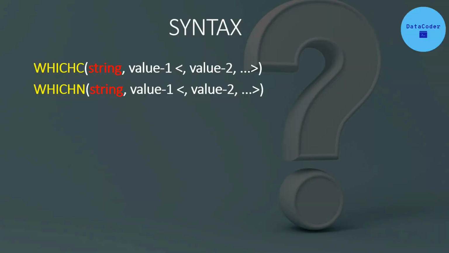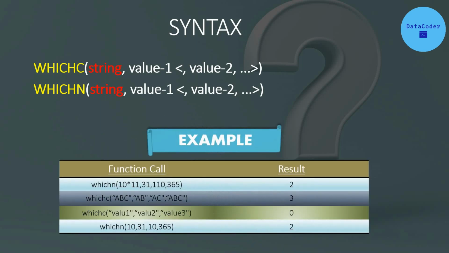Let's see the syntax. The syntax is WHICHC, then the first argument is the string, and from the second argument till the nth argument we have the values which we want to search for. So the string is the value we are going to search in value 1, value 2, value 3 up to value n. Let's see some examples.